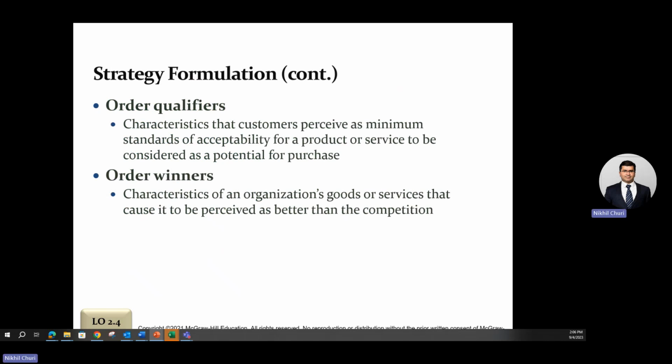Continued strategy formulation. So let's see what order qualifiers are. Order qualifiers are the characteristics that the customers perceive as a minimum standard of acceptability for a product or service to be considered as a potential for purchase. And order winners are the characteristics of an organization's goods or services that cause it to be perceived as better than your competition.